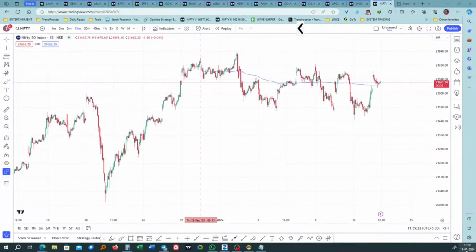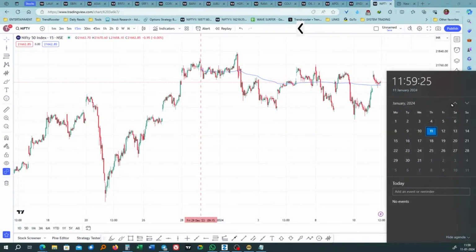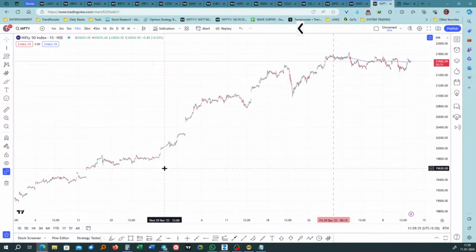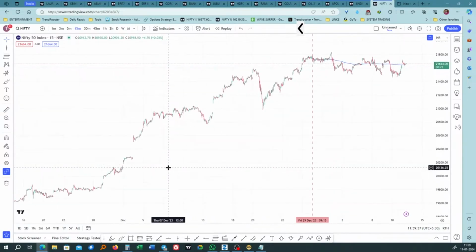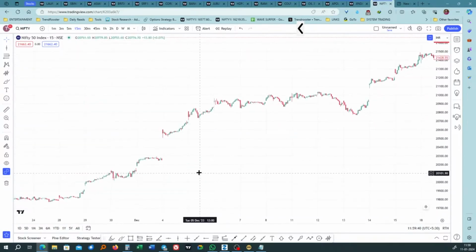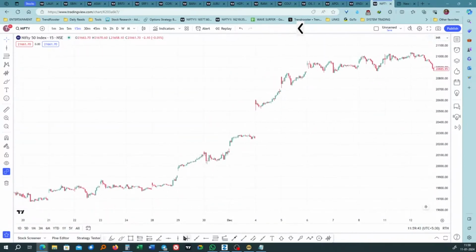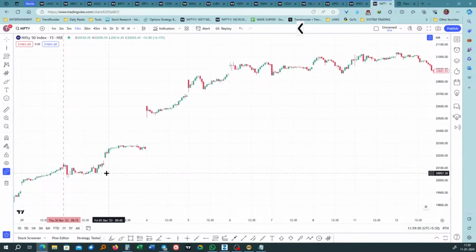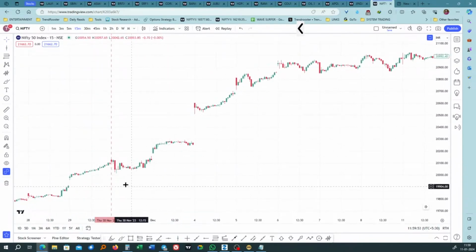When was the December contract started? The December contract started on November 30th, right? Let me go back and put a vertical line on November 30th and apply an anchored VWAP. So on this day, November 30th, what happened? The new December contract started. I'm going to place a VWAP on the beginning of the bar.